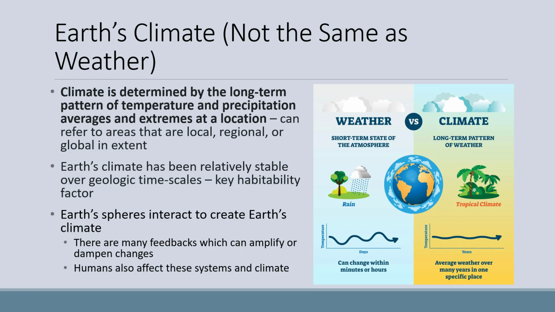Earth's spheres actually interact to create Earth's climate. The hydrosphere and the atmosphere are obvious players, but the lithosphere and biosphere are also important. We will cover how in various lectures. There are many feedbacks within and between spheres which can amplify or dampen changes to climate. Humans can also affect Earth's systems and its climate.